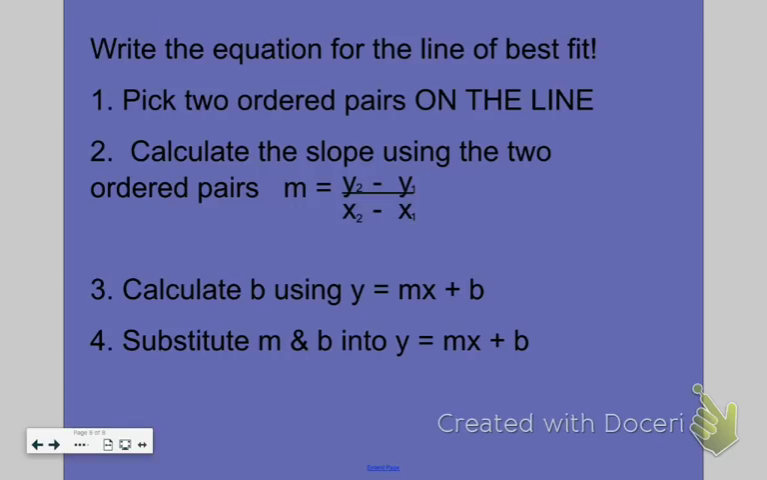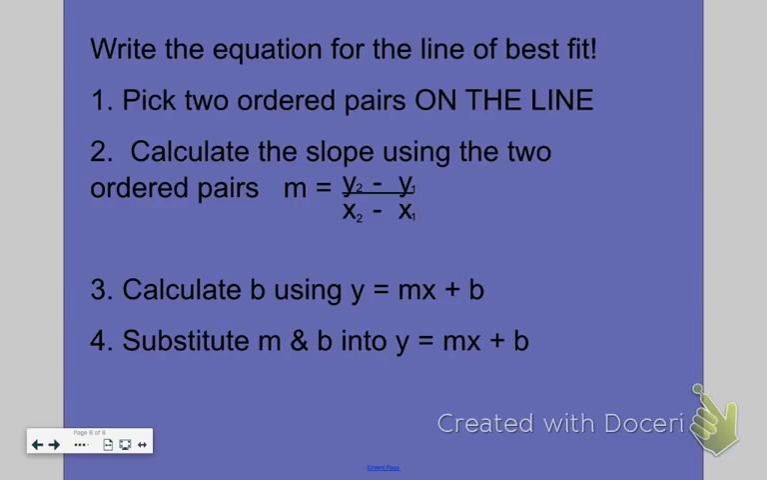Now that you drew the line of best fit, we have to write the equation for the line of best fit. Your first job is to pick 2 ordered pairs on the line. They do not need to be the scatter plot points, or the dots on your scatter plot. They just need to be 2 points on the line.